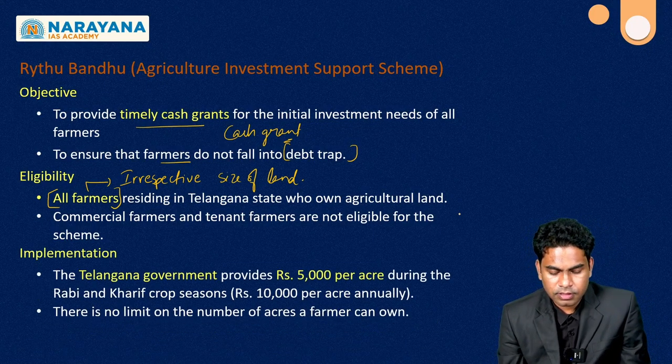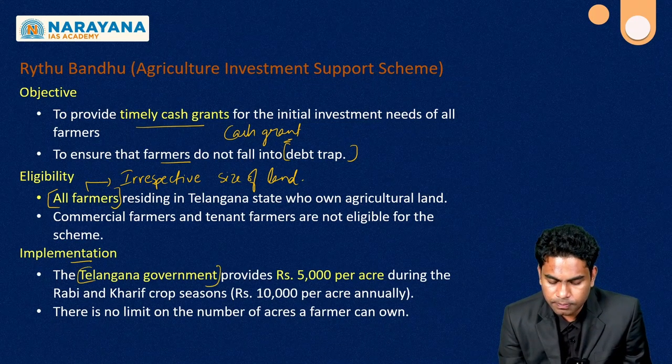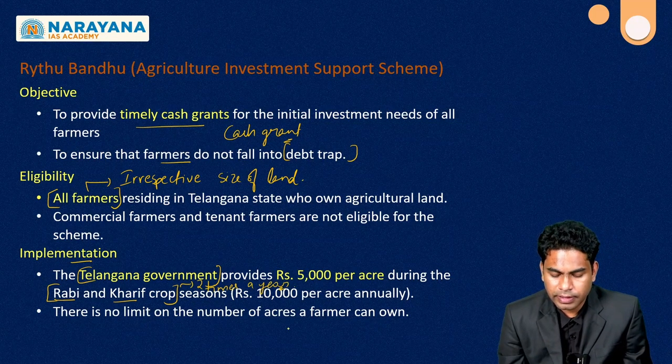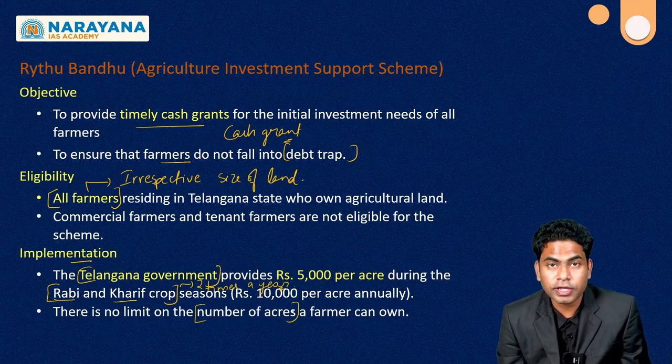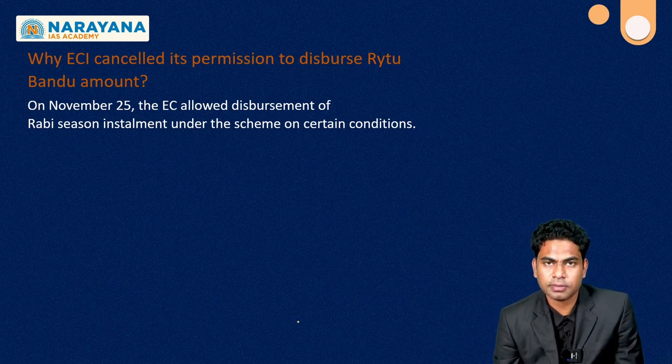And the implementation is obviously done by the Telangana government, and it is for both Rabi and Kharif crops. Thus, it is extended to the farmers 2 times a year. As we said, there is no limit to the number of acres. Now, why did the Election Commission of India cancel the permission?